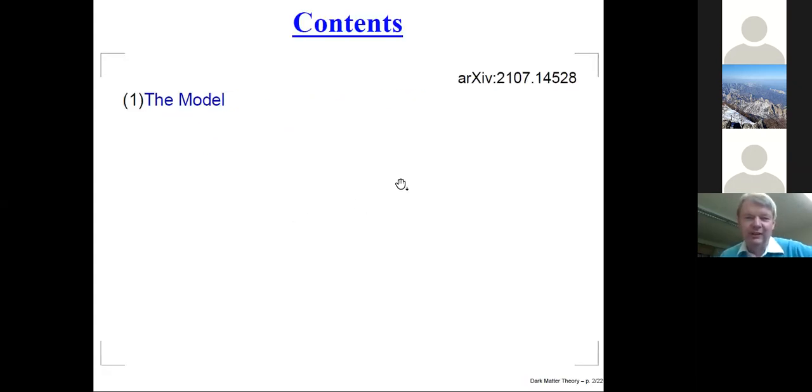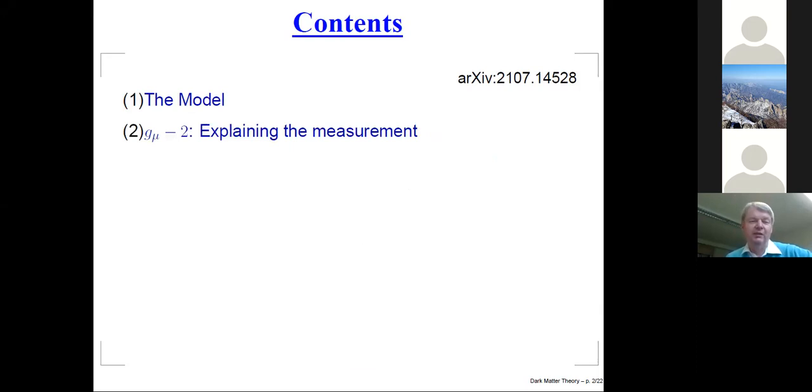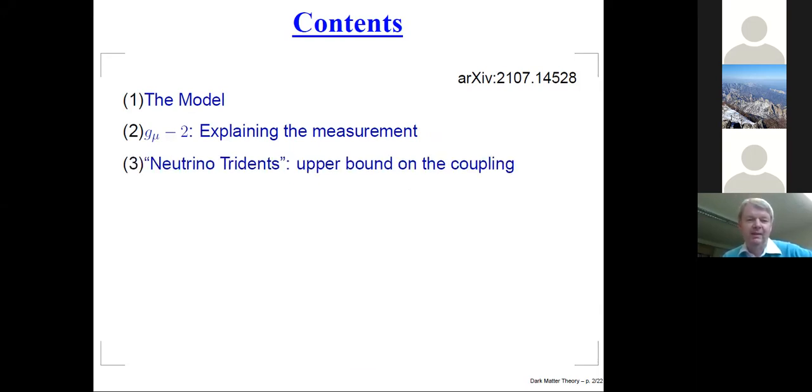Okay, here's the content. I'll first explain what the model is all about. Then I'll describe how one can use this model to reproduce the measured value of the anomalous magnetic moment of the muon. Then I'll describe the currently strongest bound from laboratory experiments, the so-called neutrino trident events, which were measured more than 30 years ago, but they still give the best bound.